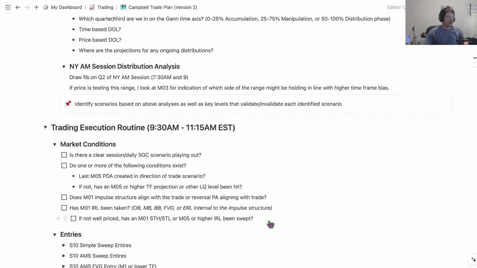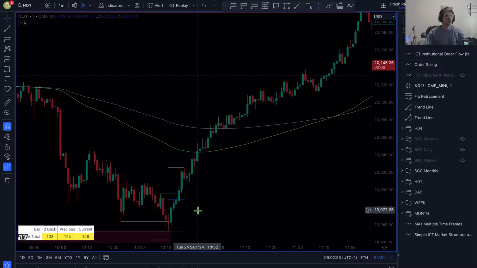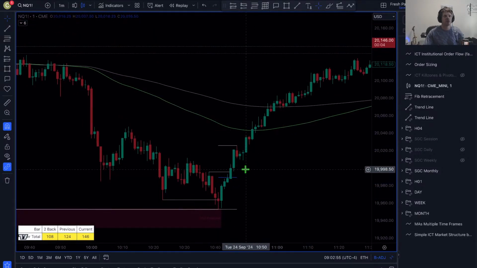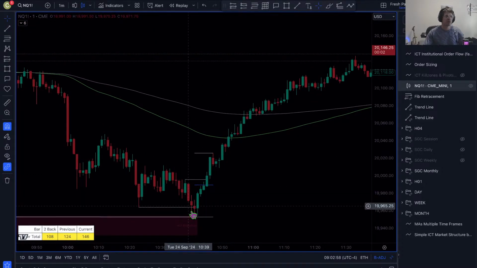Now, I might make exceptions as I move forward if it's coming off a big projection area, and that's what I need to be mindful of. Because oftentimes, if you're doing that, you don't need the extra liquidity because you just grab this.